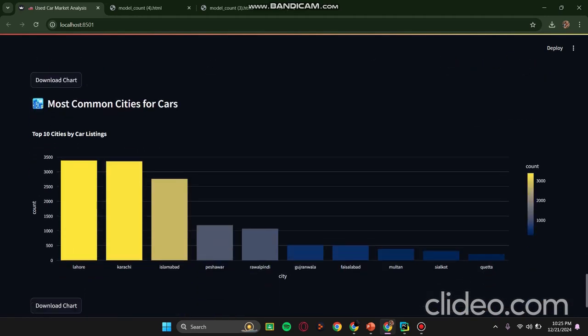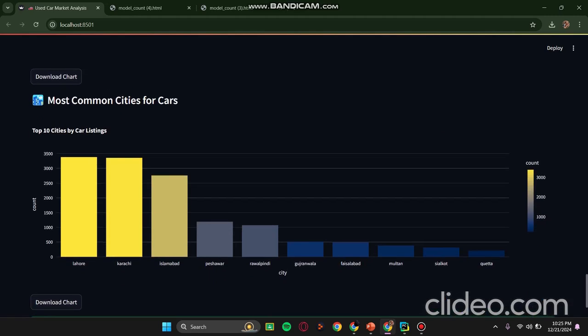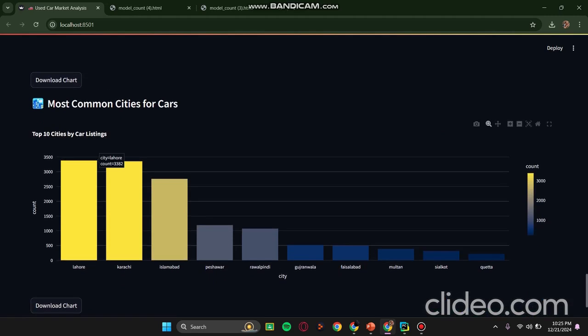Then we have the most common cities for cars. The most common city for cars is Lahore. As we can see, on the y-axis we have the count and on the x-axis we have city. Lahore is the city which has a count of 3,382 cars. Then we have Karachi, which is the largest city in Pakistan, and then we have Islamabad, our capital city.